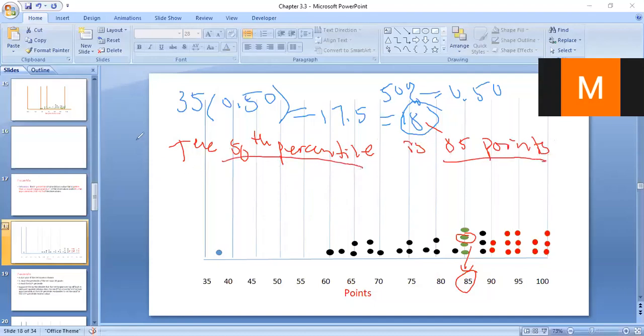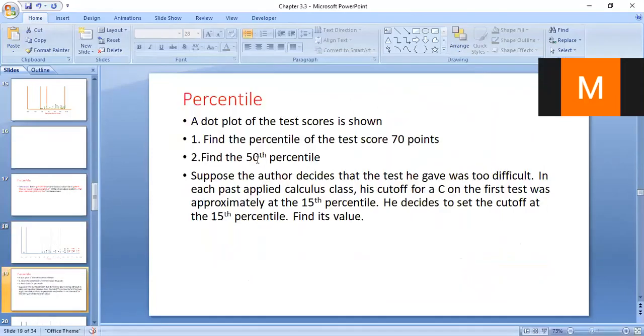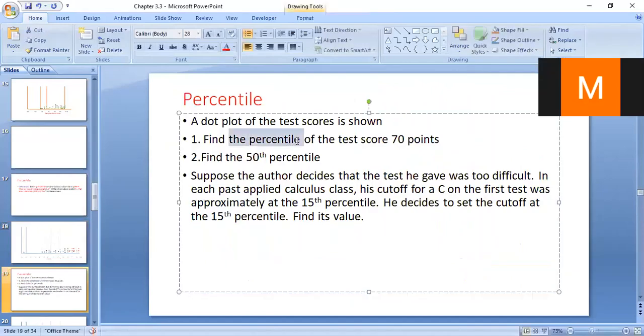That is question 1 and question 2 being reciprocal. In question 1, they give the point and find the percentile. In question 2, they give the percentile and find the point. The 50 percentile is 85. Any question about question 1 and question 2? Question 1 is find the percentile of the 70 point. Question 2 is find the 50 percentile.